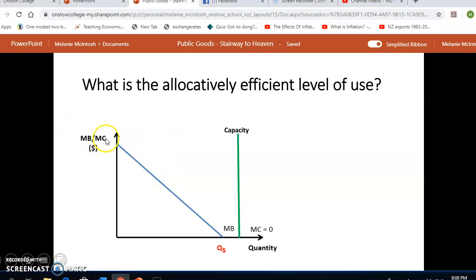So have a close look at this model in front of you. There aren't a lot of public goods out there, and you may or may not find this model elsewhere. It is in your textbook. What we've got here is the marginal benefit and marginal cost, so basically the cost and benefit from usage and production. And you've got the blue line, which is MB.